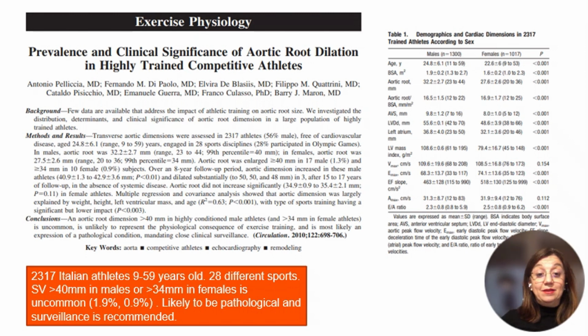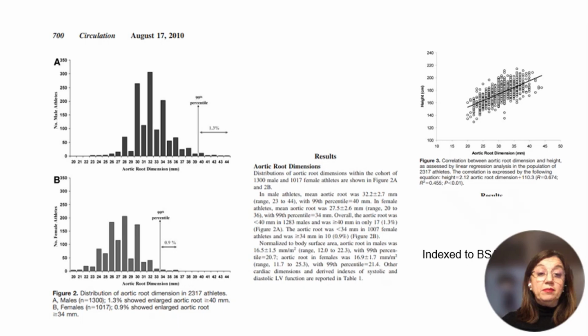where 2,317 Italian athletes under follow-up, with a wide range of ages and up to 28 different sports, had the aortic root and aortic dimensions measured. They established that a sinus of Valsalva of more than 40 millimeters in males or more than 34 millimeters in females was relatively uncommon, less than 2% in males and less than 1% in females, respectively. Therefore, when this is found, we should acknowledge that it might be a pathological manifestation, and surveillance is recommended. You can see this graphically in the distribution of aortic dimensions: in most of the population, only a very small number of patients reach 40 or more.